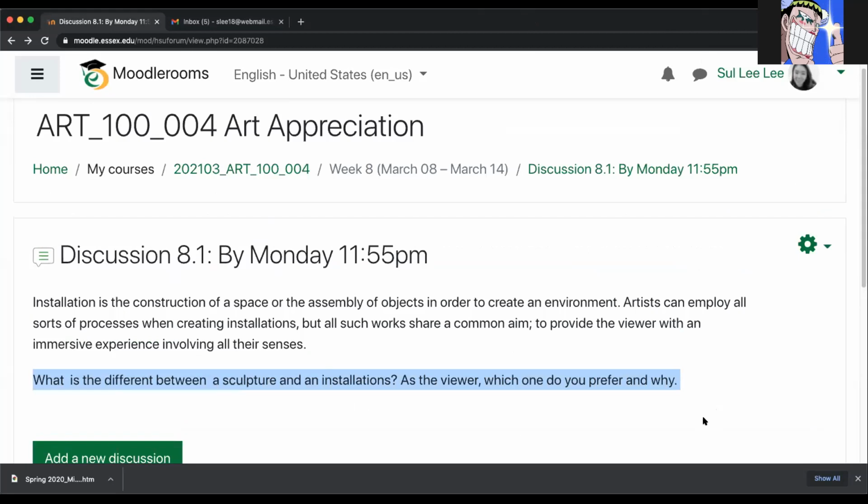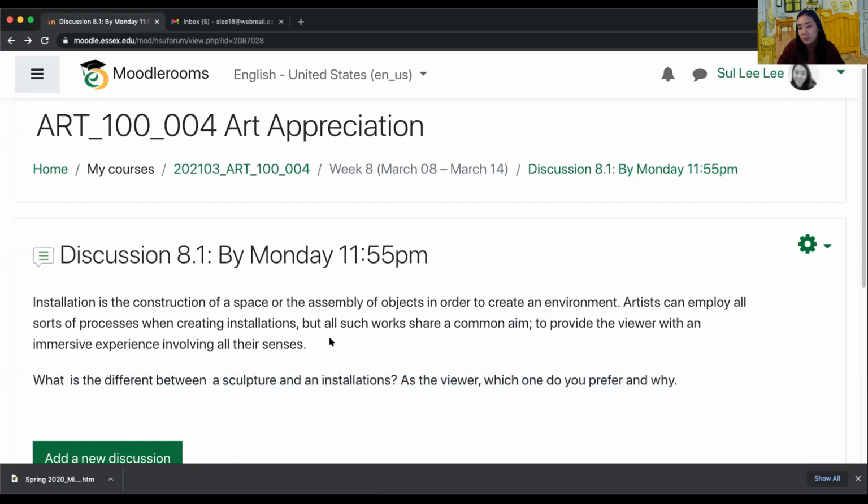Professor, was that last example installation? Oh, yes. Was that the only one? No, installation is just the general term. So you can just say, oh, I prefer the installation work because I can see inside of the work, for example, or I prefer the traditional way of sculpture, like that. Okay.